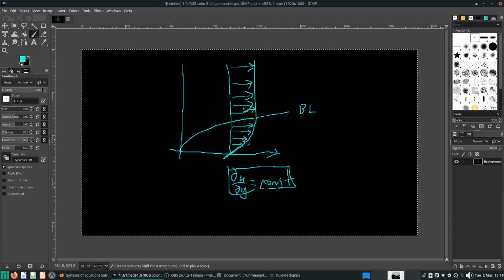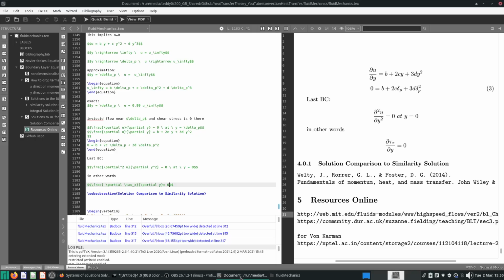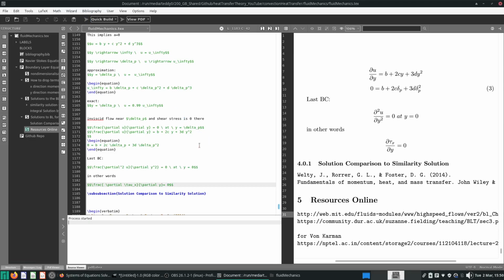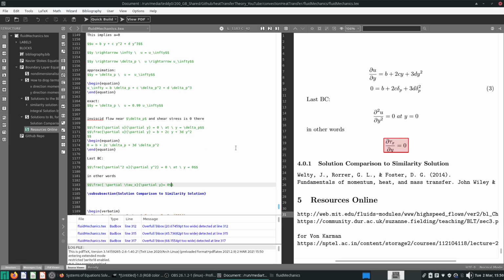It's not too far of a stretch to say that the velocity profile is more or less linear near the wall. So that's an approximation, of course. It's not 100% accurate, but if you think about it, it's not too far a stretch to make, and it will make your life a lot easier as well. All right. So how does this get translated into a boundary condition?